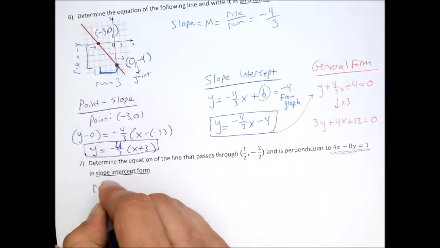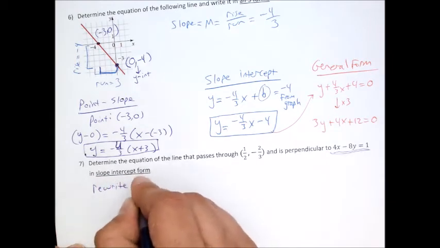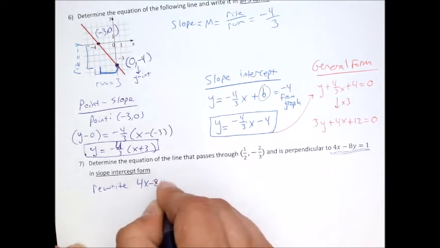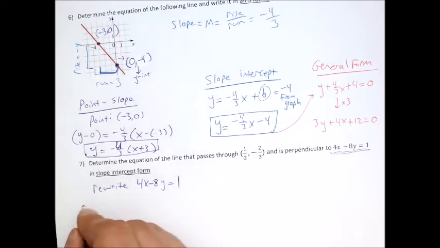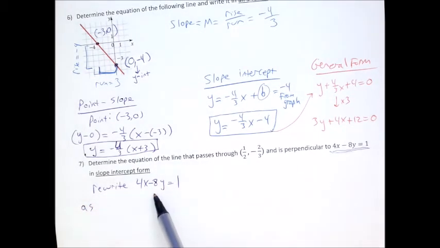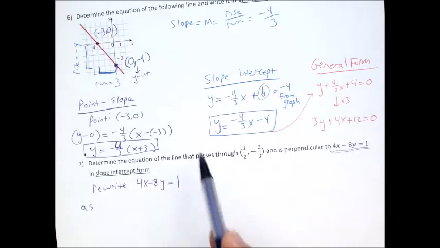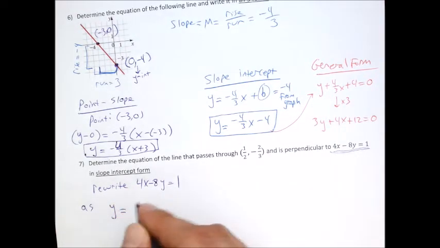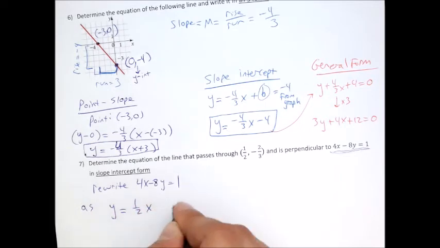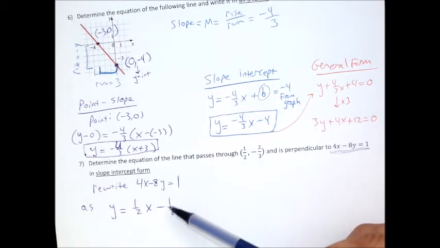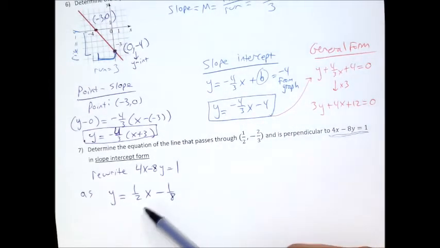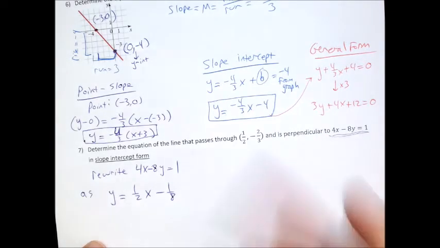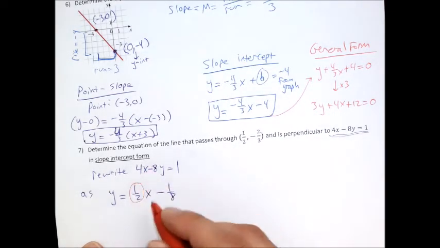And so what we want to do is start by rewriting 4x minus 8y equals 1. We want to solve for y. So I'm going to subtract the 4x and then divide by minus 8. And so we rewrite it and we get y equals 1/2 x minus 1/8. And I wanted to do that because I want to know what the slope of that line is. And now I can see the slope. Right? I can very easily see that the slope of this line is 1/2.